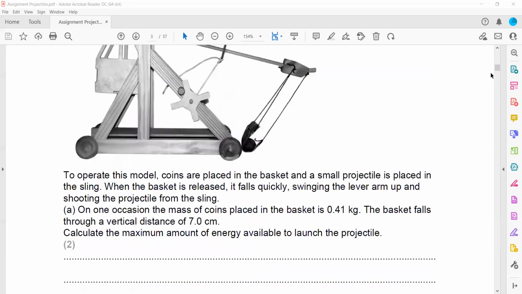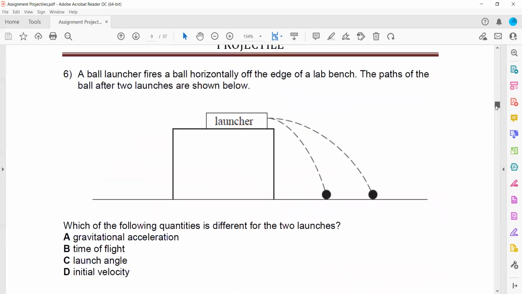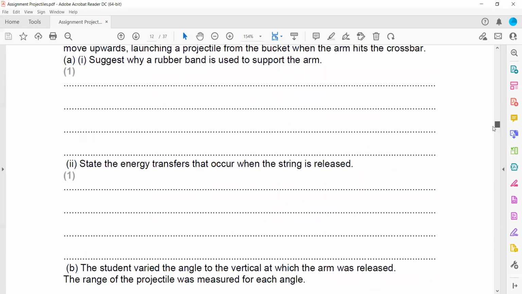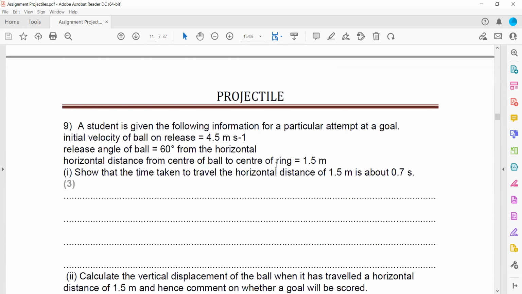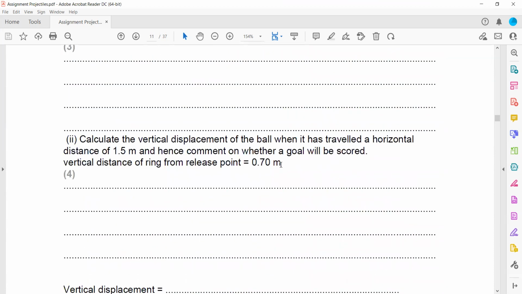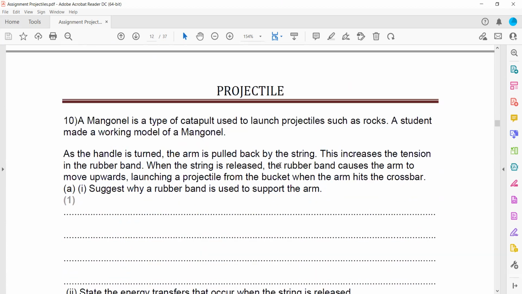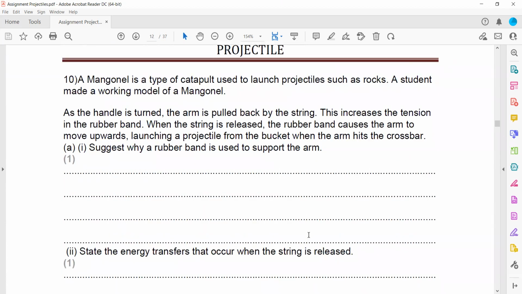Now what we have to do in the question, question 10: suggest why a rubber band is used to support the arm. So what is the reason why we are using a rubber band to support the arm? Because a rubber band is an elastic material, so it can store a greater amount of elastic strain energy, so the projectile can be launched easily. So that is the answer here.